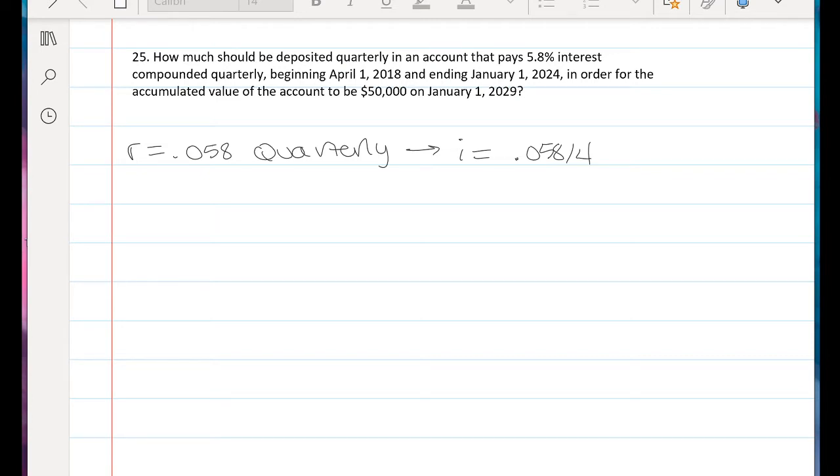Beginning April 1st, 2018 and ending January 1st, 2024, in order for the accumulated value to be $50,000 on January 1st, 2029. So we need to do our timeline next. Payment starts on 4/18.